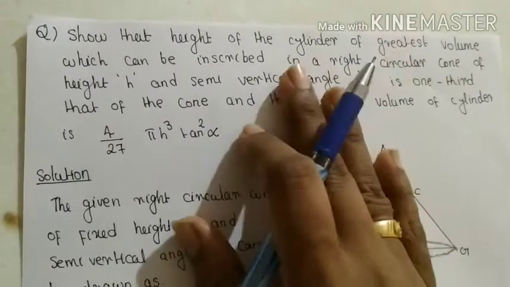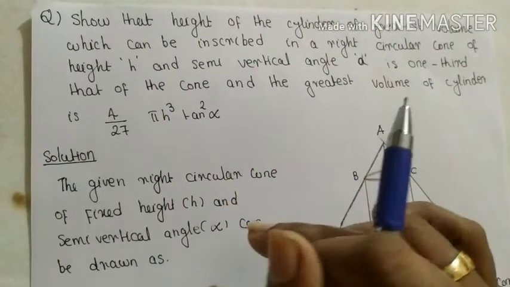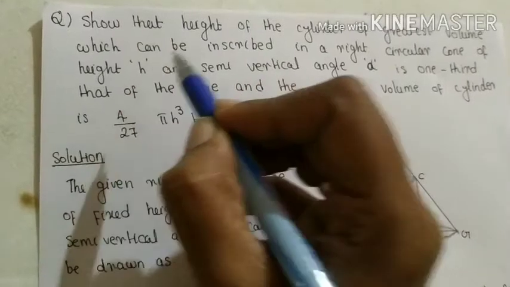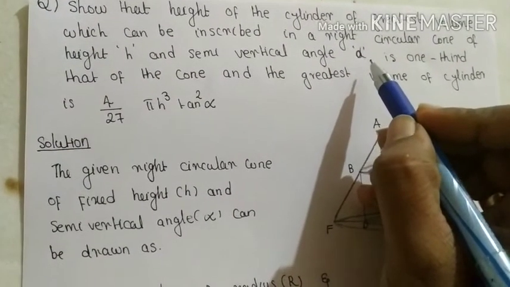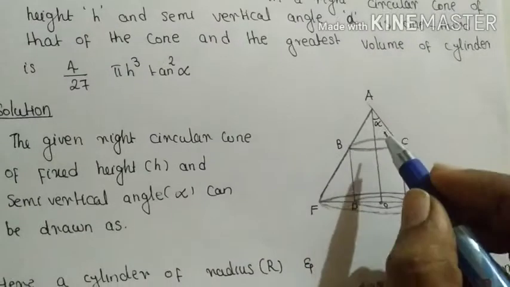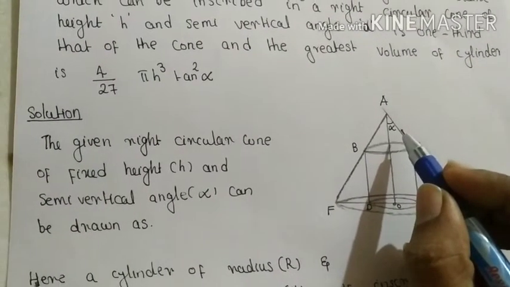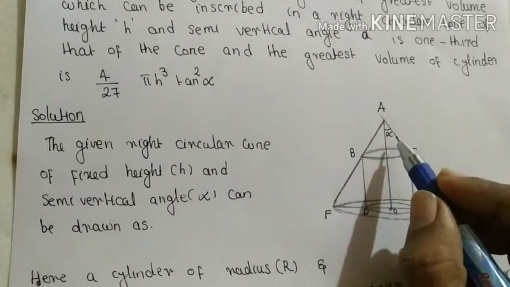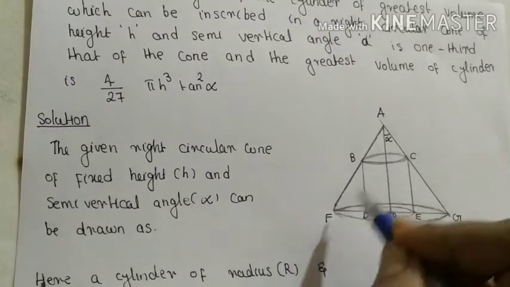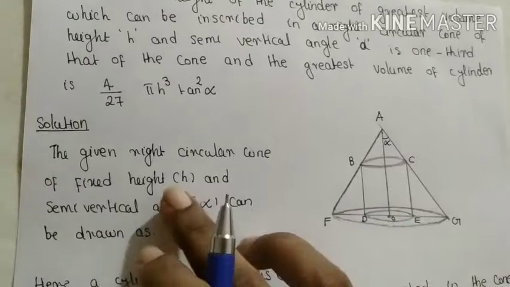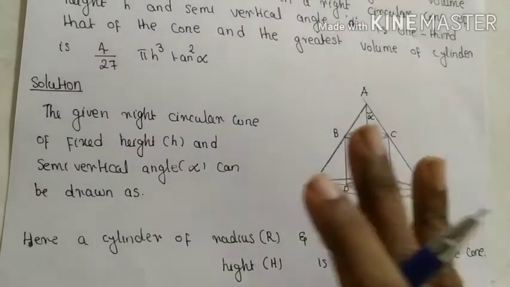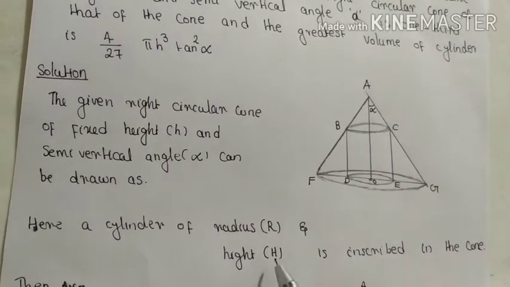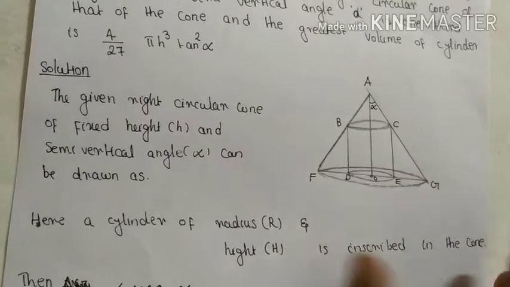In the question, it is given that the right circular cone has a fixed height, given as small letter h, and alpha is the semi-vertical angle. So let us look at this figure. Here alpha is the semi-vertical angle and h is the height of the right circular cone. Let us assume capital letter R is the radius of the cylinder and capital letter H is the height of the cylinder inscribed in the cone.